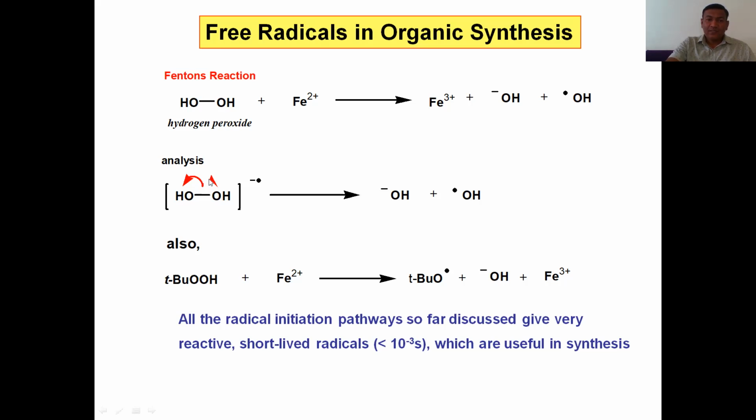How will it happen? This peroxide was there, and there will be an extra electron from this Fenton reagent, or iron. Then one OH will become OH minus because of the extra electron, and the other OH will become an OH radical. So again, the Fenton reaction is good for generating free radicals.